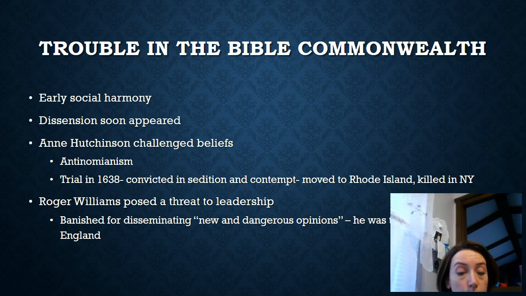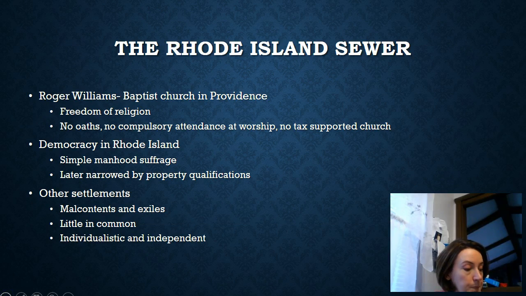Roger Williams was another one. He said that the Puritans were saying they're pure, and he's saying you're not, because you're still not totally breaking away from the Church of England. And so he's banished, and he actually was supposed to be sent back to England, but he escapes, and he makes his way to settling Rhode Island.